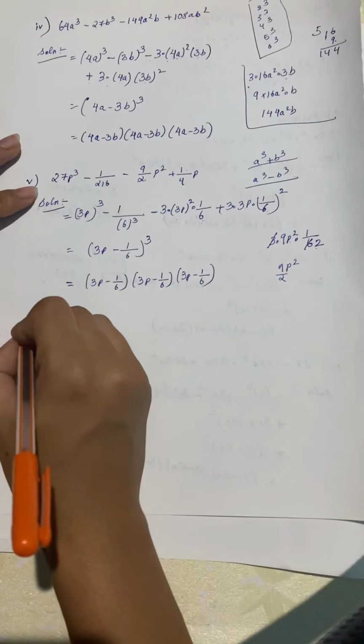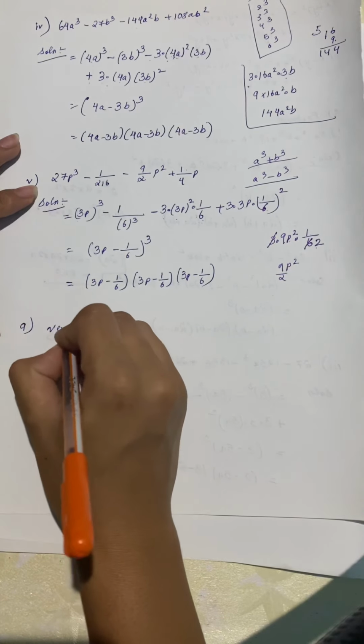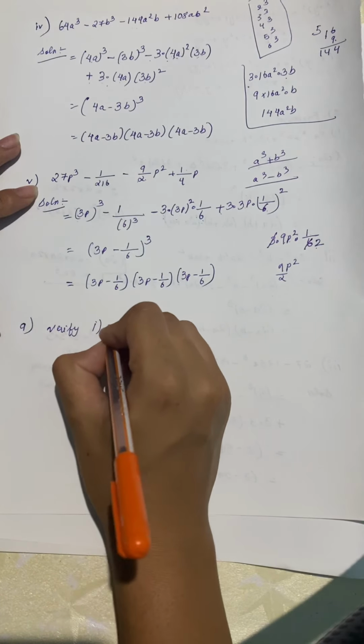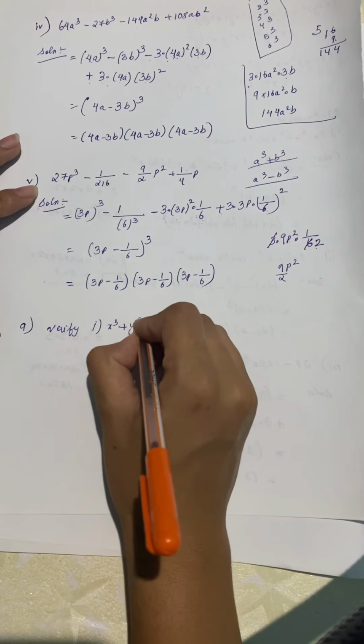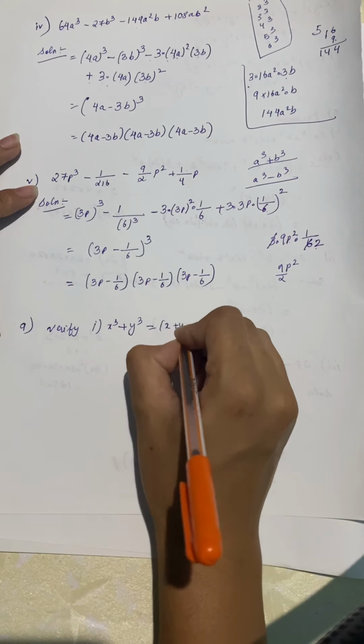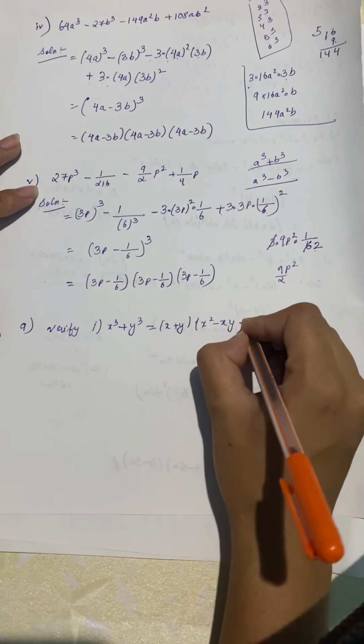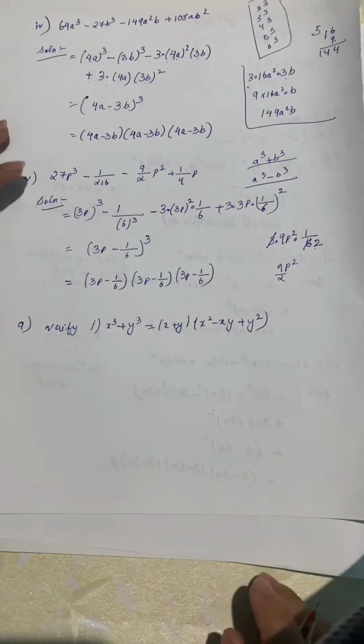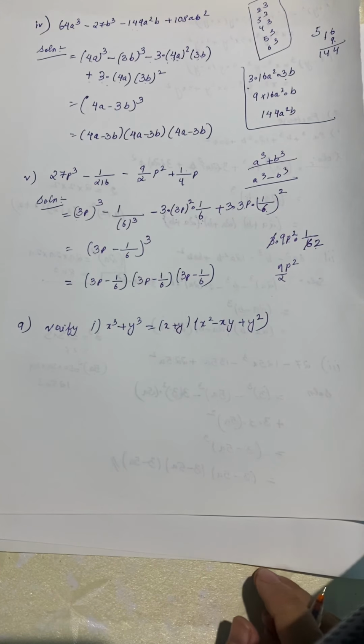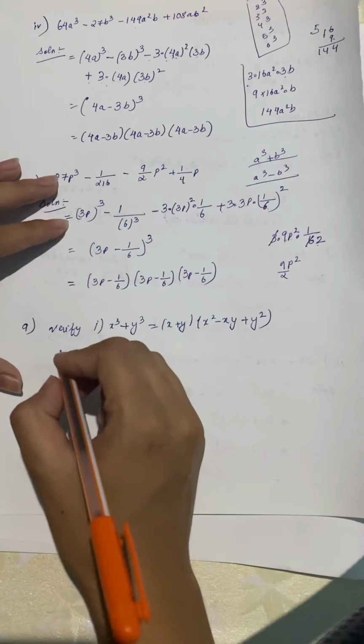Question number 9 is verify first that x cube plus y cube is equivalent to x plus y into x square minus xy plus y square. We have to show this. So for this given question, what you do is you just use the formula. Just use the formula, that is the solution.